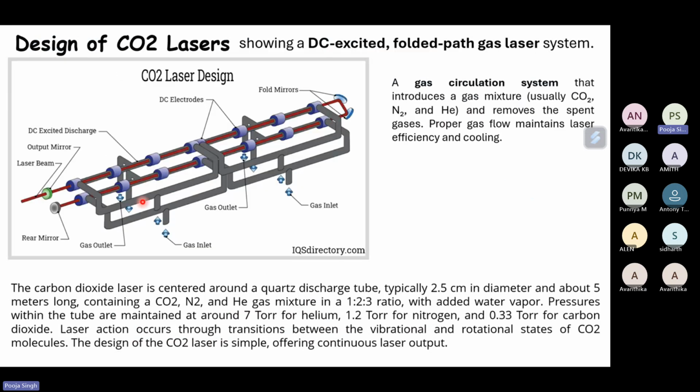Okay, now how does it basically work? So here you can see the picture. Okay, so how does the gas get inserted? So gas pipeline, have you seen somewhere that if you have to pass different gases, a gas pipeline will be there? So it is just similar to that. You can see in the figure also you have different inlets and outlets. Okay, so through the inlet, you can say that this is a gas circulation system. So this gas circulation system consists of CO2, nitrogen and helium, and removes the spent laser gas, and proper gas flow is maintained here. So the rear mirror, laser beam, output mirror and DC excited discharge are there.